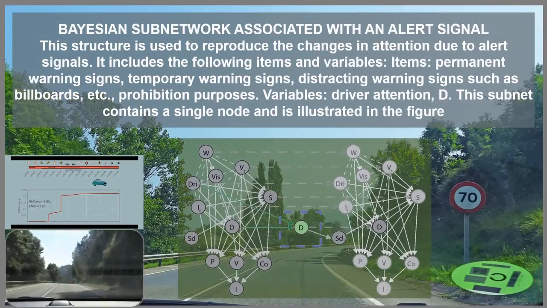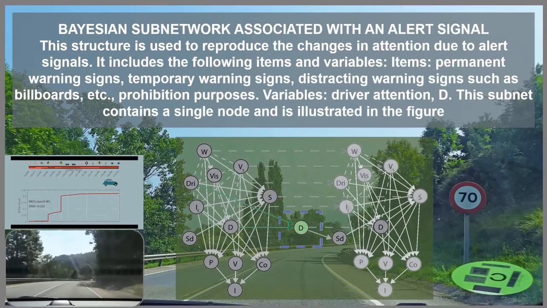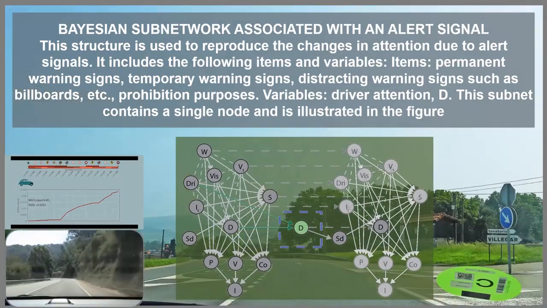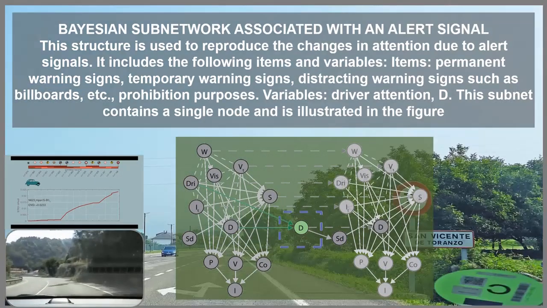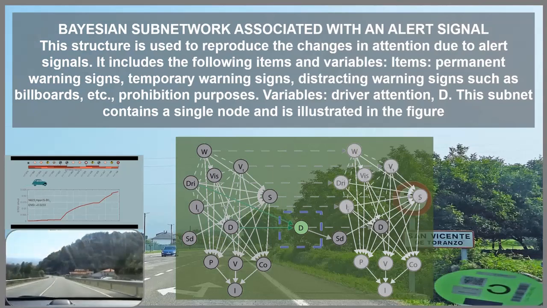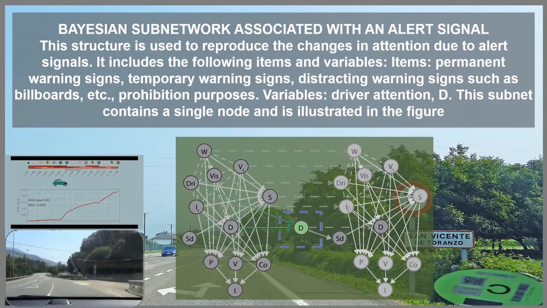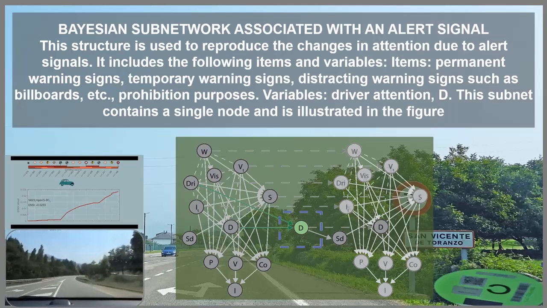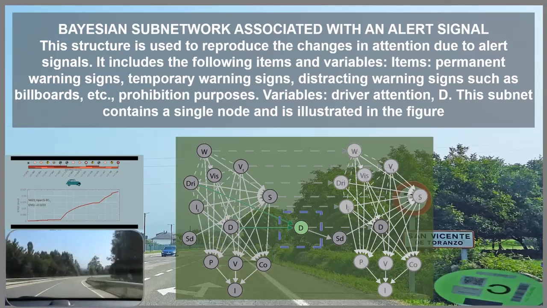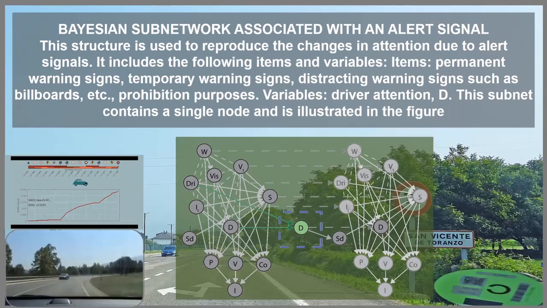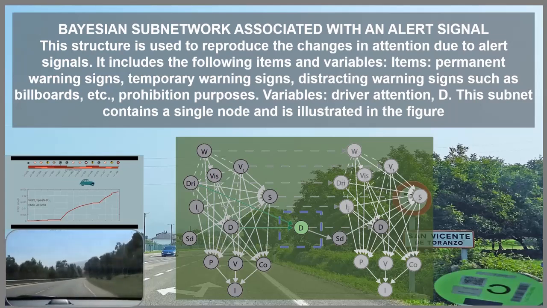Bayesian subnetwork associated with an alert signal. This structure is used to reproduce the changes in attention due to alert signals. It includes the following items and variables: items, permanent warning signs, temporary warning signs, distracting warning signs such as billboards, etc., prohibition purposes. Variables, driver attention, D. This subnet contains a single node and is illustrated in the figure.